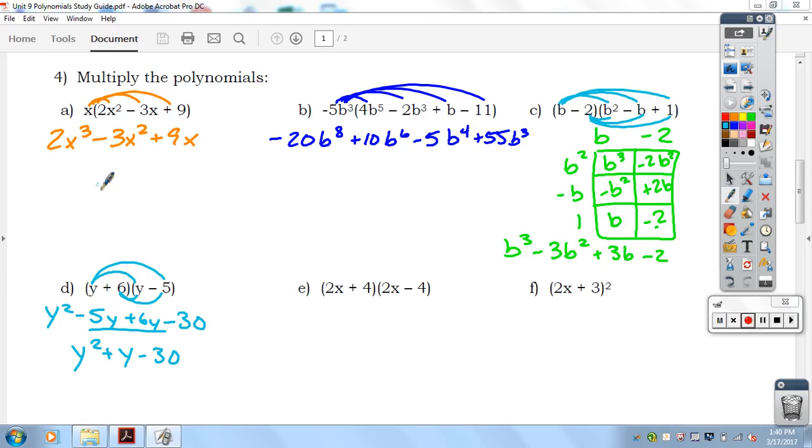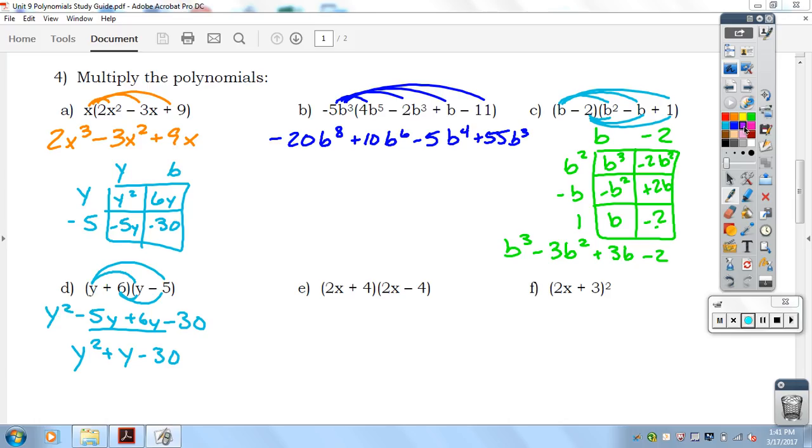It would have also worked if I had done a table. I'll do y and 6, and y and negative 5. Y times y is y squared. Y times 6 is 6y. Negative 5 times y is negative 5y. And negative 5 times 6 is negative 30. If you notice, we have 1, 2, 3, 4 terms, the same 4 terms that we have right here. It's just different ways of getting the same thing.